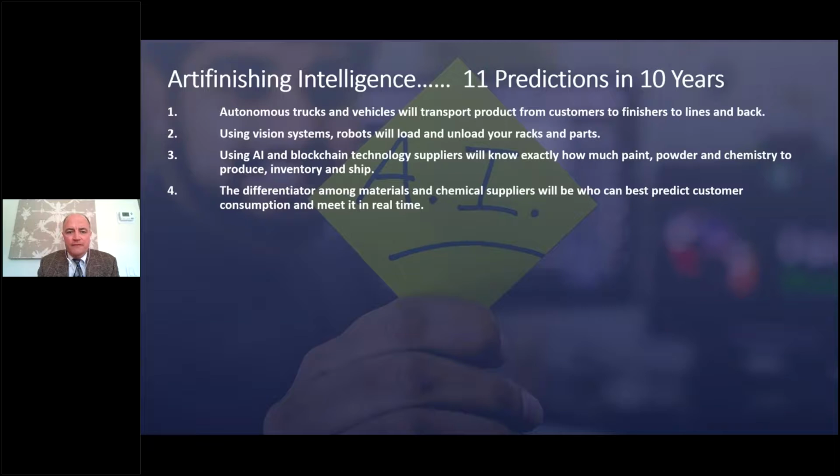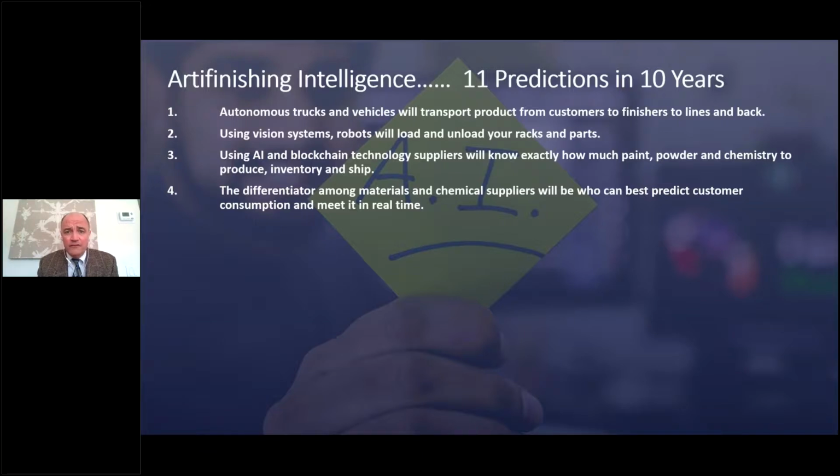10 years from now, because of this, the differentiator between materials and chemical suppliers, so those of you who are suppliers to the finishing industry, is going to be who can best predict your customer's consumption and meet it in real time, because you will be able to drive tremendous amounts of waste out of your customer's operation. They won't have to store inventory. There won't be inventory obsolescence.